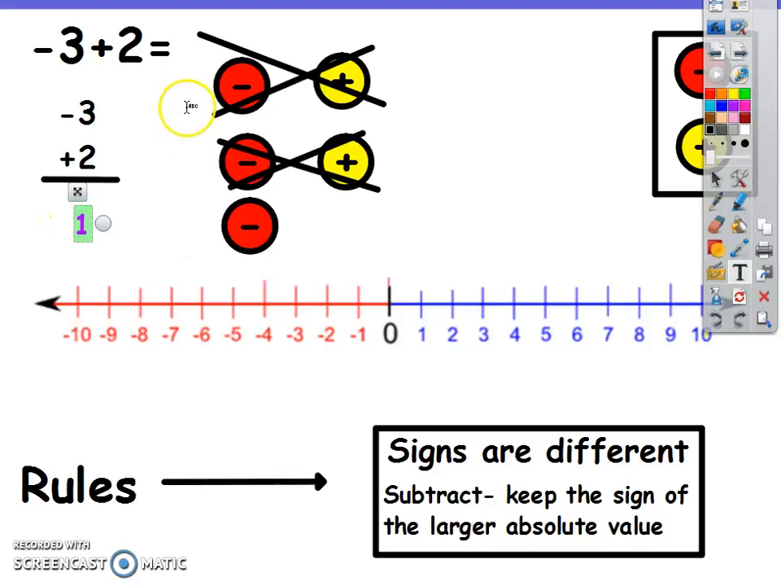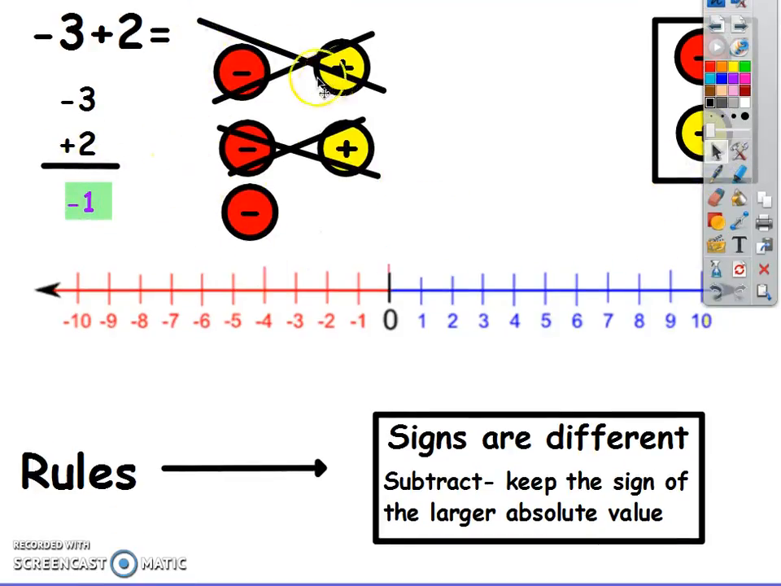And then I said, well, the absolute value is bigger of the negative number. There's negative 3, so there's more negative than there are positive. So that means that my answer is going to be negative. So if I did not want to draw the picture, what I could have done is just subtract. 3 minus 2 is 1, and then looked and said negative 3 has a larger absolute value. There's more negatives, so my answer is negative 1.